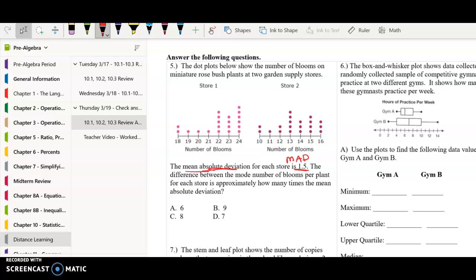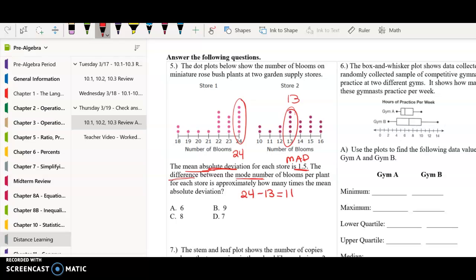If you're looking at how to solve number five, we just said they gave us the mean absolute deviation, which is 1.5, and then it says the difference between the mode number. So we need to find the mode for both, which is pretty easy since it's a dot plot. The mode here would be 24, and the mode on this one would be 13, so the most often. So the difference between the modes means I'm going to subtract them, which would give me 11.